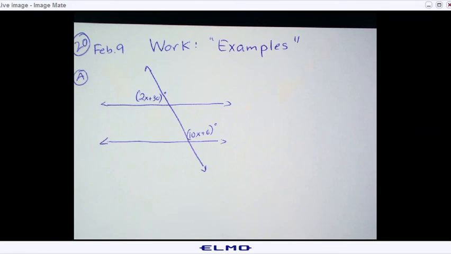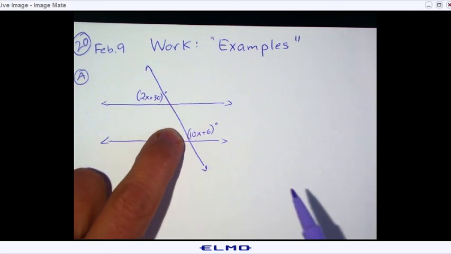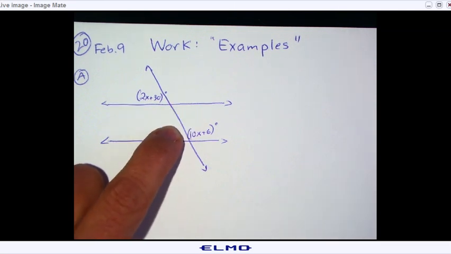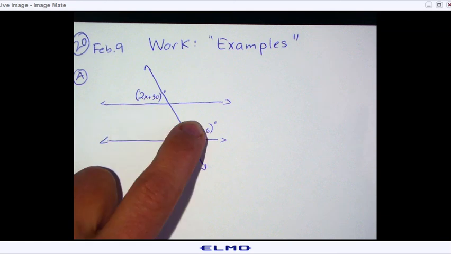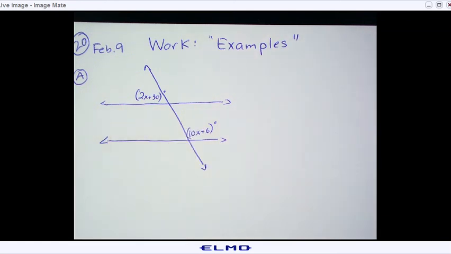Similar to the problems and tests that we've done before, the strategy here is: are they alternate interior? If they're alternate interior, that means they're the same. If they're alternate exterior, they're the same. If they are corresponding, that means it lands on top of each other, they're the same. But if they're side by side, that means that when you add them, they equal 180.